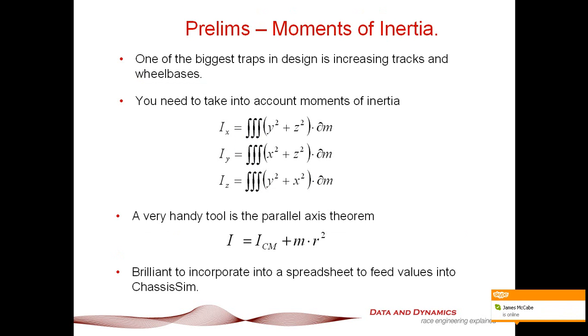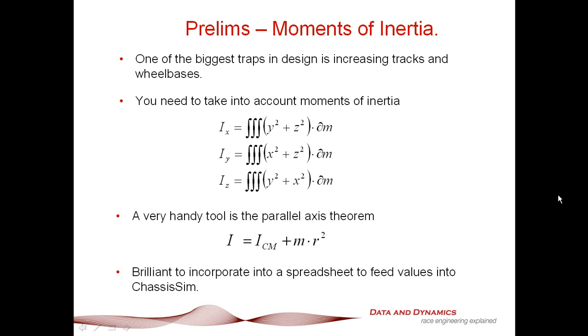Okay, let's talk about the preliminaries for the design process. In particular, what I want to talk to you about is moments of inertia. When we're doing track and wheelbase sweeps, one of the things that's actually forgotten is the whole effect of moments of inertia. What I really want to ram home is what the moments of inertia look like, and as you can see here, it's a function. The moment of inertia effectively sums up the square of the distances from the CG of all the mass components. And when you start varying tracks and wheelbases, you've also got to take this into account.